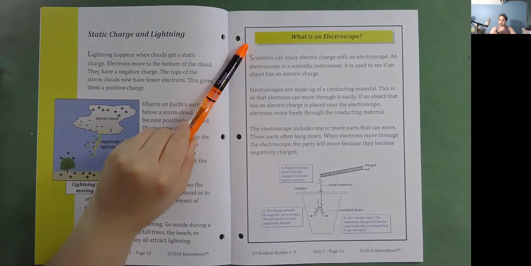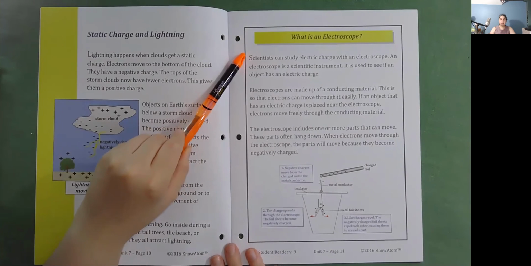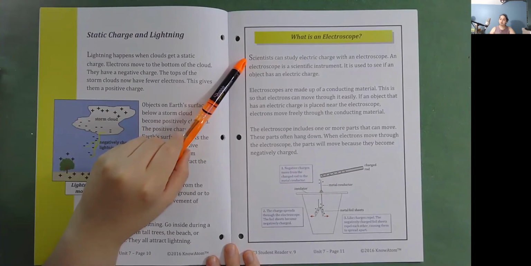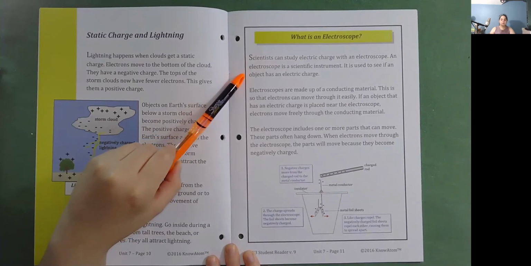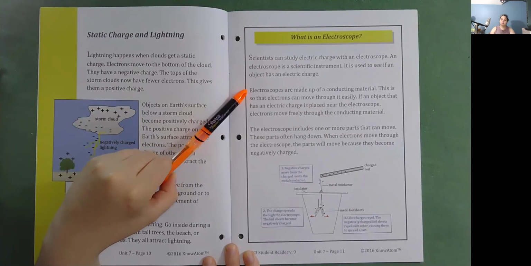What is an electroscope? Scientists can study electric charge with an electroscope. An electroscope is a scientific instrument. It is used to see if an object has an electric charge. Electroscopes are made up of a conducting material. This is so that electrons can move through it easily.